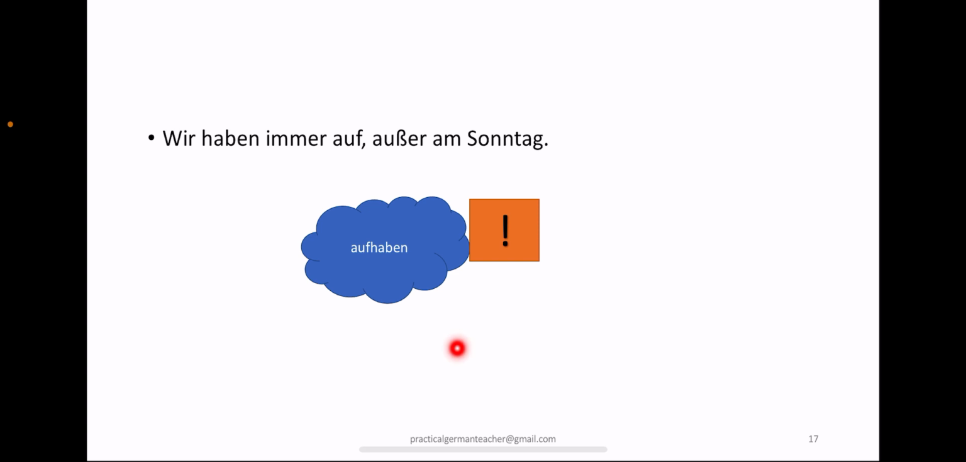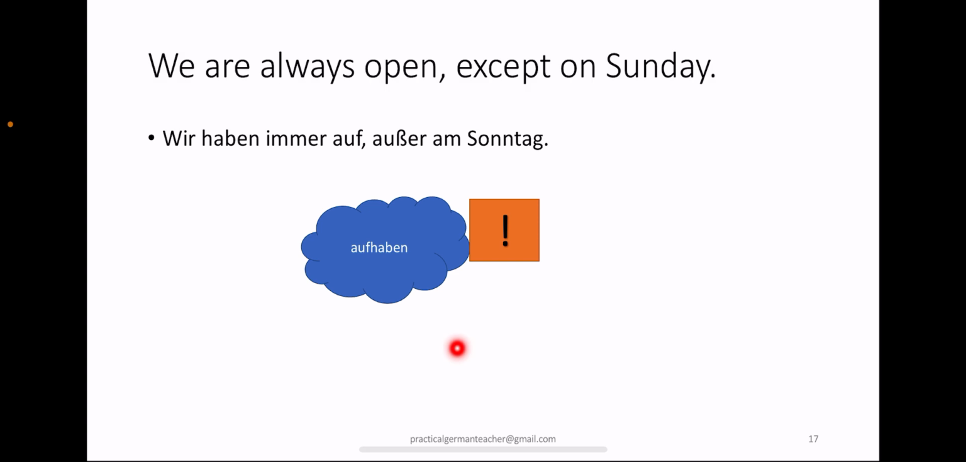Then another conjunction is außer. Let's say you go to a shop and you want to ask on which days they are open. The shop owner can say we are always open except on Sunday. To say except in German, the word is außer. So wir haben immer auf, außer am Montag. By the way, the verb aufhaben that I have used over here is used colloquially. The shop owner can also say wir sind immer geöffnet, but aufhaben is more colloquial, at least in the area that I live in Germany. So it's aufhaben, to have open.